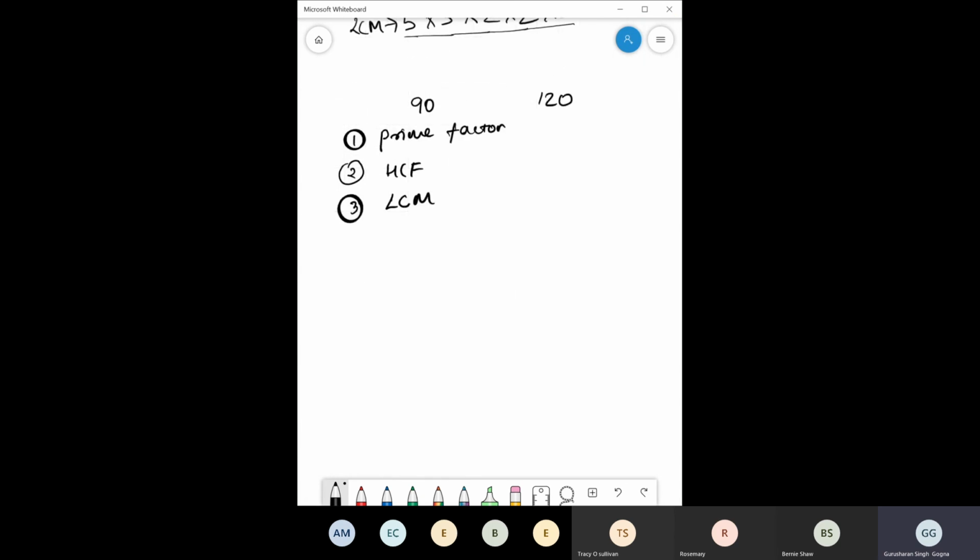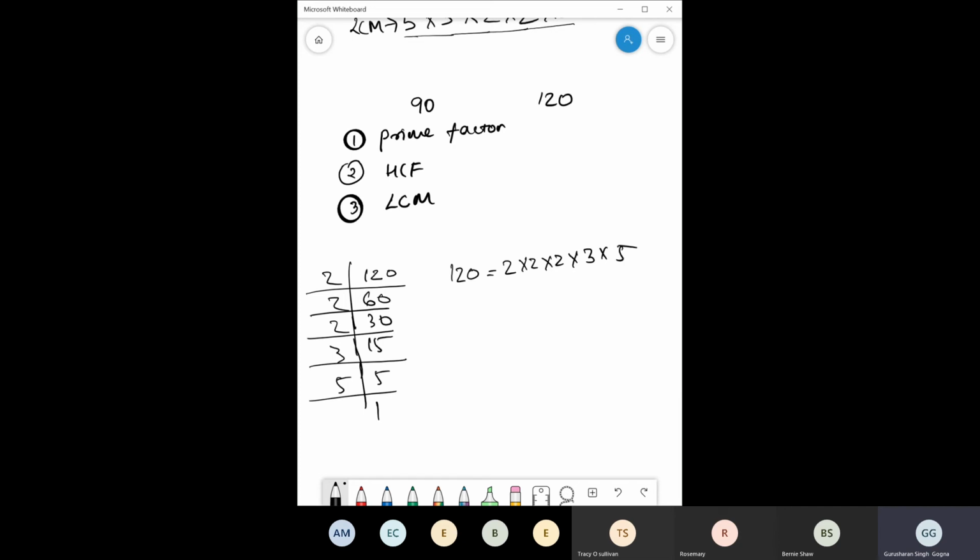Okay, so 120, 60, 30, 15, 5, and then 5 ones are 5. So 120 is 2 by 2 by 2 by 3 by 5. It doesn't matter, order doesn't matter. Make sure the factors are correct and you're using prime numbers. So that's exactly the same as what Benjamin got.